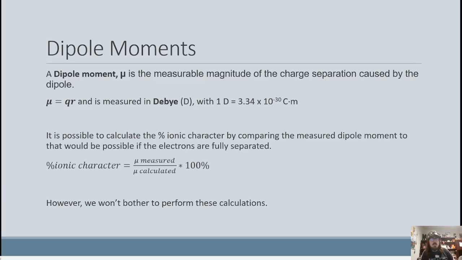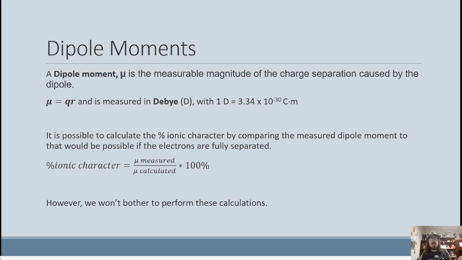However, while we will not actually do this, it is possible to calculate this as a force called a dipole moment, given as mu. This mu is the measurable magnitude of the charge separation caused by the dipole. And the mu is simply the charge, Q, times the radius of the bond length. And this is measured in debye, where a debye is equal to a coulomb meter.